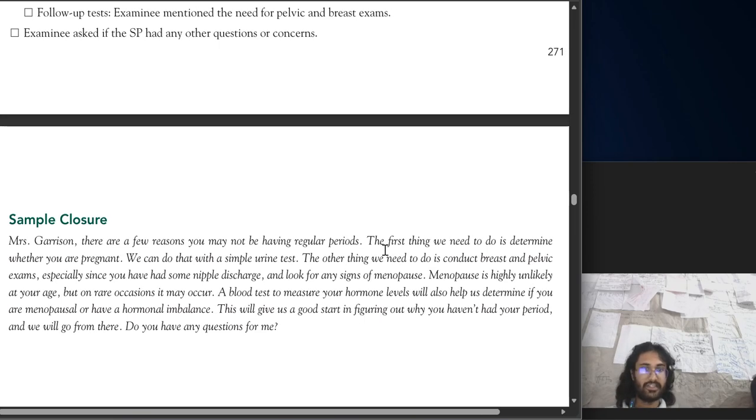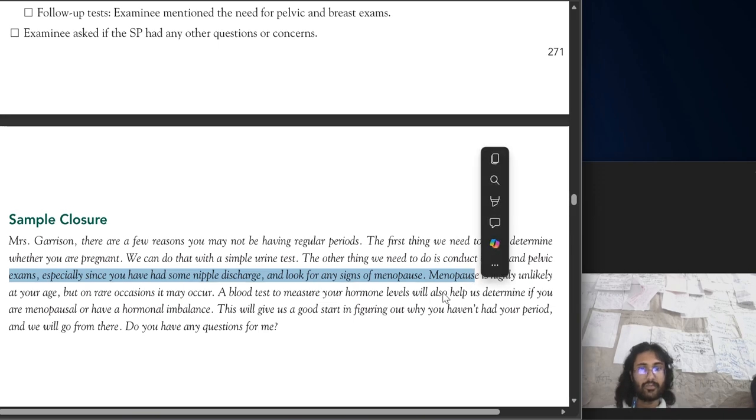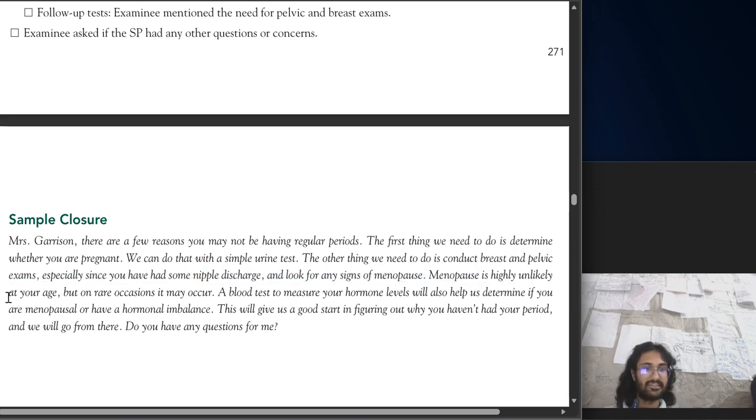Mrs. Garrison, there are few reasons you may not be having regular periods. The first thing we need to do is determine whether you are pregnant. We can do that with a simple urine test. The other thing we need to do is conduct breast and pelvic exams, especially since you have some nipple discharge, and look for any signs of menopause. Now, menopause is highly unlikely at this age. Okay, she's just 36 years old, but on rare occasions it may occur.